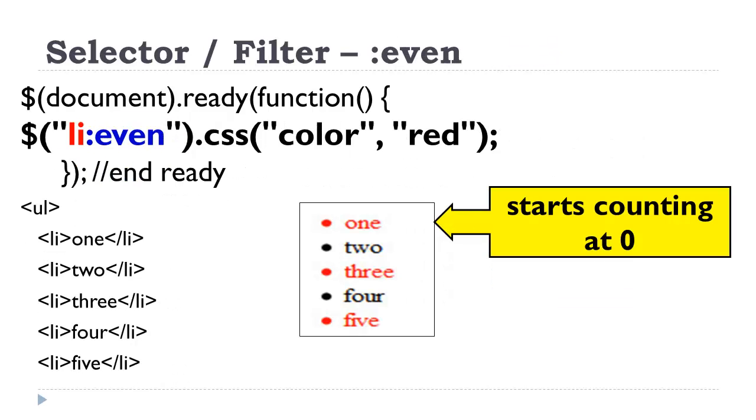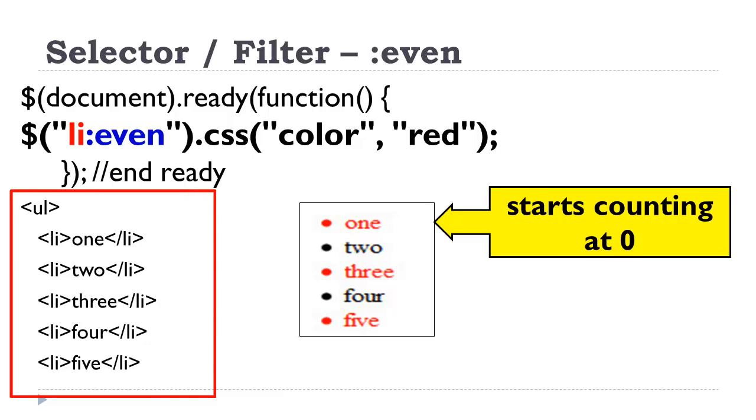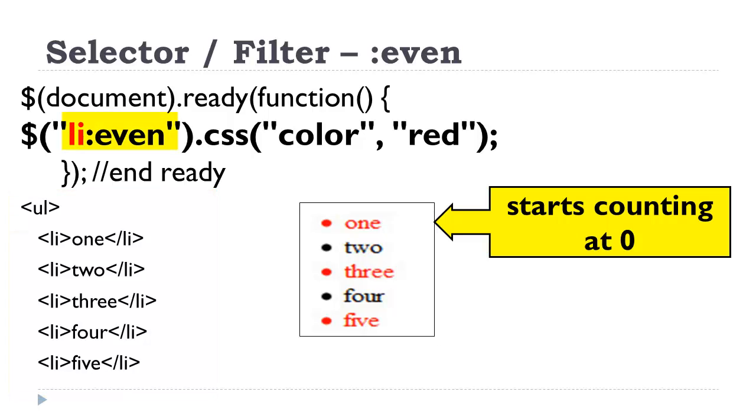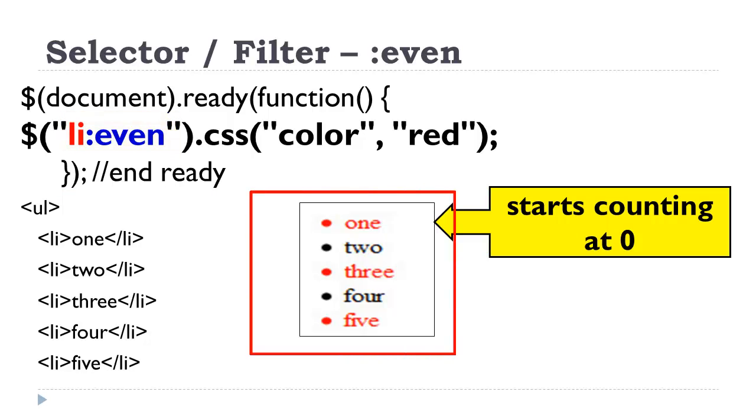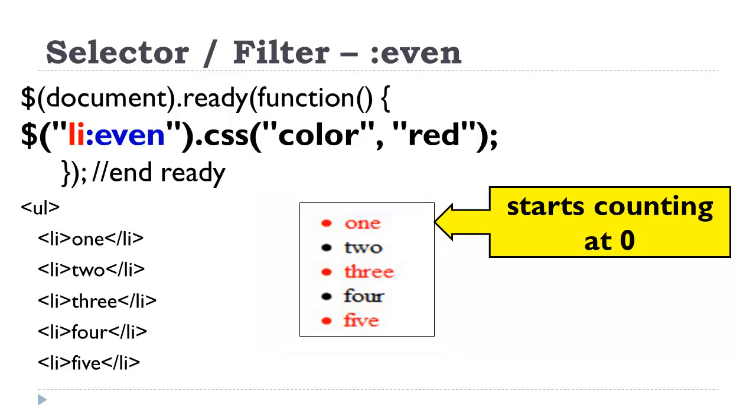Another commonly used selector or filter is even. So again, looking at our unordered list, there are 5 items, and if we were applying the even selector to the LI element, notice that the first one would be selected. That is because when you're counting, you start at 0. So even would be 0, 2, 3, 4, etc.